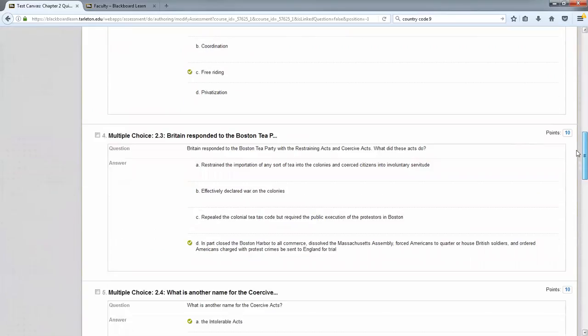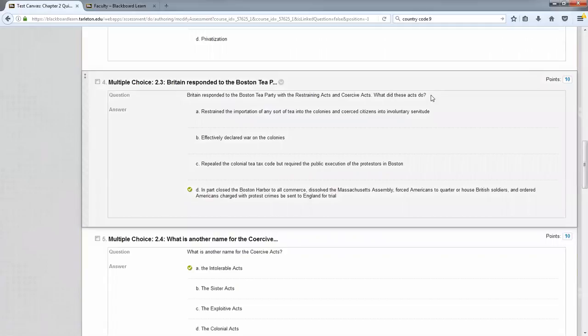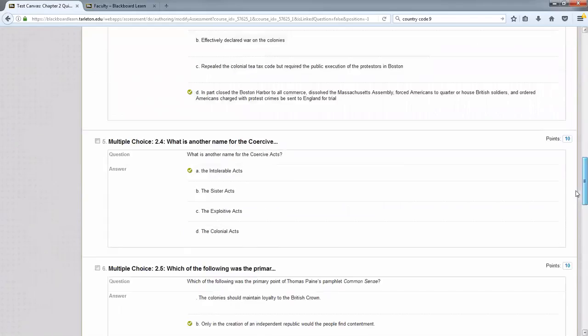Multiple choice, question three. Britain responded to the Boston Tea Party with the Restraining Acts and Coercive Acts. These were also known as the Intolerable Acts. They closed the Boston Harbor. They dissolved the Massachusetts Assembly. They forced Americans to quarter or house British soldiers and ordered Americans charged with protest to be sent to England for trial. The answer to that one is D.